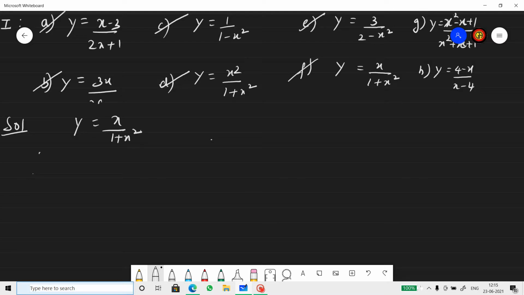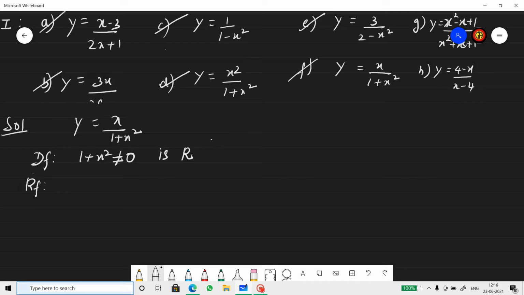Domain will be all the numbers except the ones that make the denominator 0. It's 1 plus x square, so no value of x can make it 0. Hence, the domain is all real numbers here, right? Domain is R. Now let's do the range of the function.